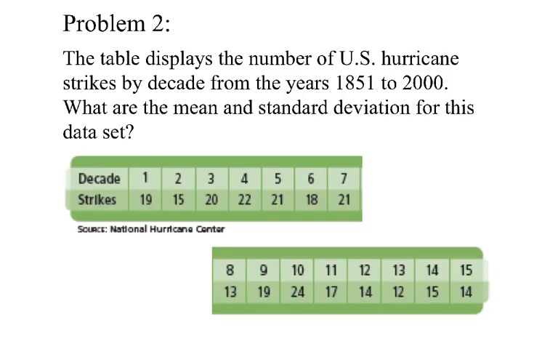All right. So problem number 2. The table displays the number of U.S. hurricane strikes by decade. What is the mean and standard deviation of this data? Hopefully we understand how to do it. It's a little bit tedious, so I'm just going to go ahead and give us the answer to this one. If you'd like to check it and try it on your own, you're more than welcome to pause the video and try it. We should get our mean is 17.6 and our standard deviation is 3.5.